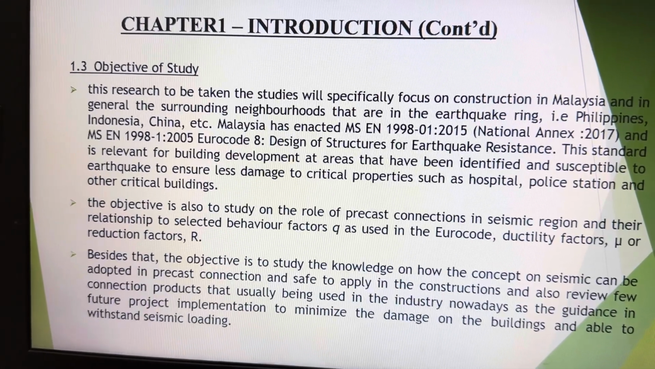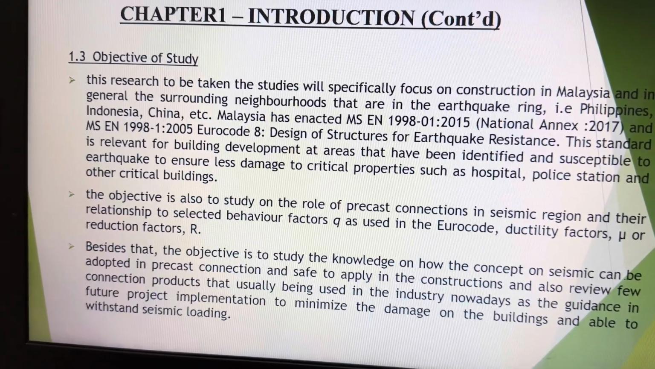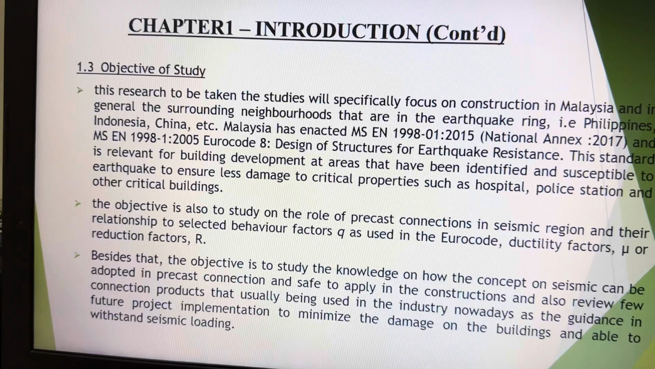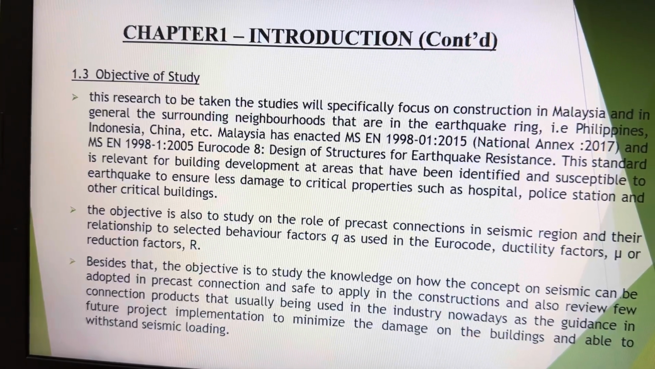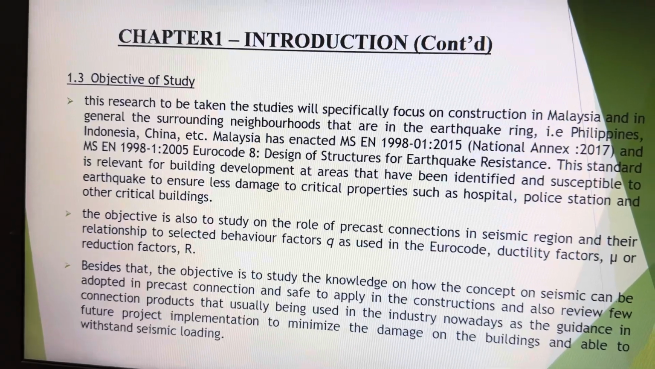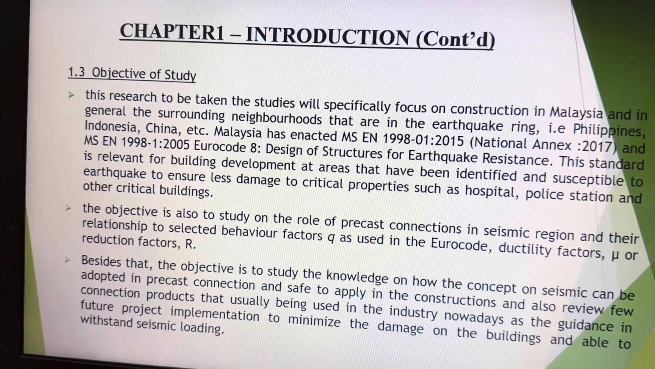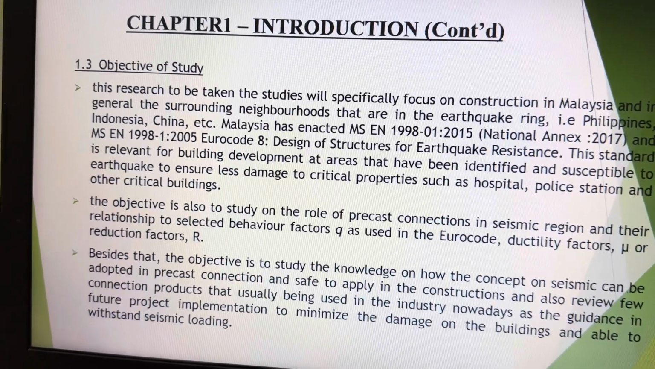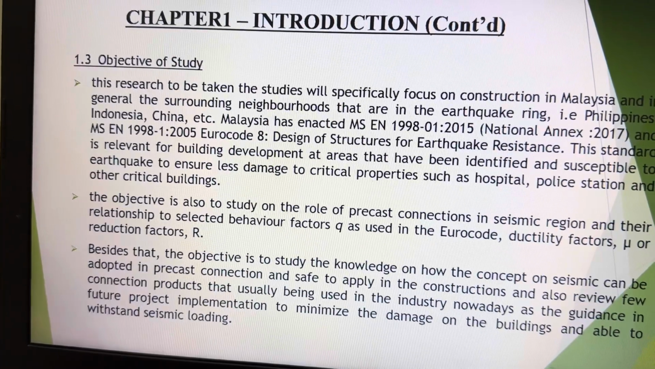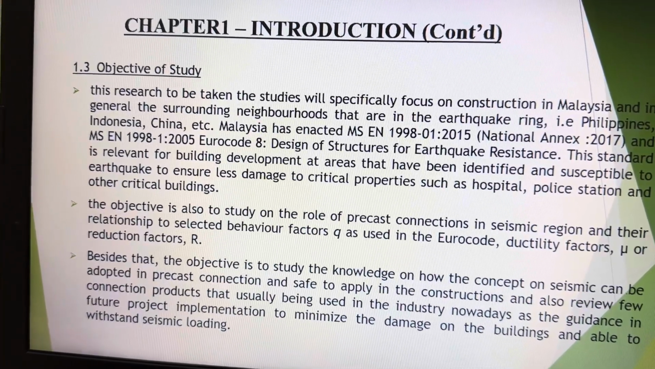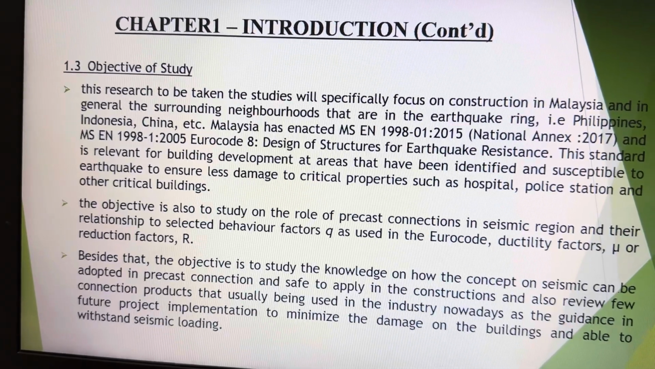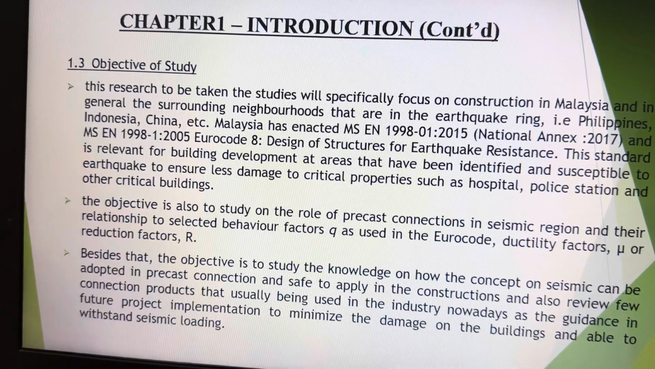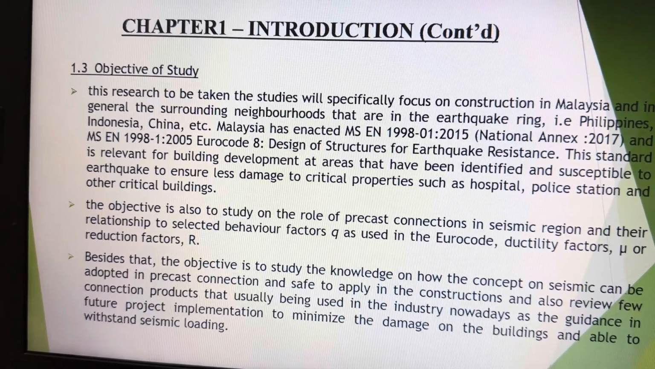The objective is also to study the role of precast connection in seismic region and their relationship to selected behavior factors Q as used in the Eurocode, ductility factors, and reduction factors R. Besides that, the objective is to study how the concept of seismic can be adopted in precast connection and be safe to apply in construction, and also to review a few connection products that are usually used in the industry nowadays, and the guidance in future project implementation to minimize the damage on the building and be able to withstand seismic loading.